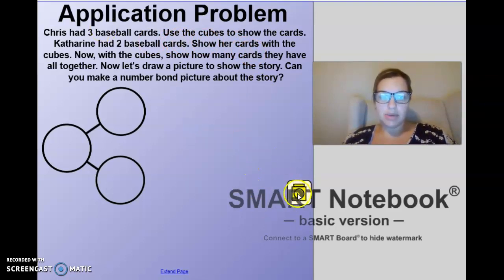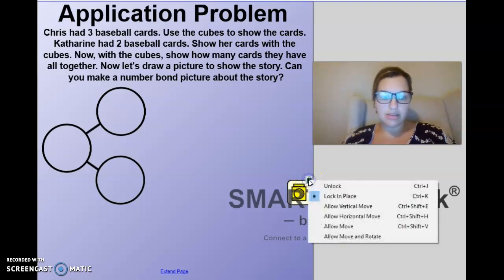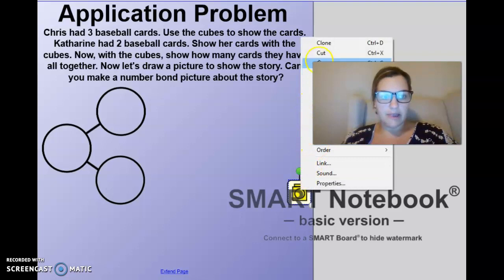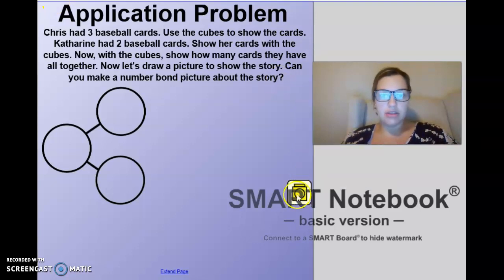So, come over here. I'm going to grab 3 baseball cards. We just need to make this. So he had 3 baseball cards. 1, 2, 3.